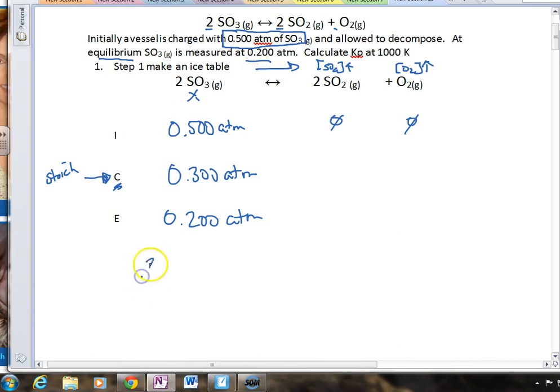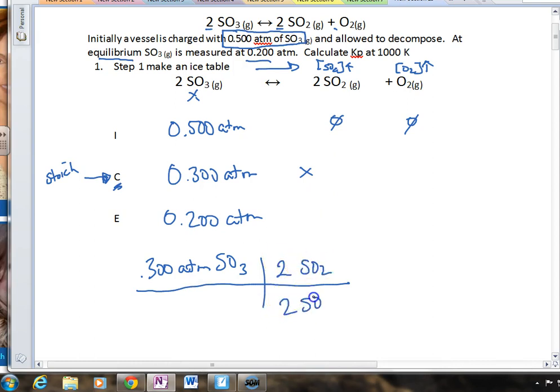So let's go 0.300 atm, and that is for our SO3, and we're going to calculate what this value is here. We're going to use the coefficients of the balanced equation. We have 2 SO2 and we have 2 SO3, and obviously with a 2-to-2 ratio, this value is going to be the same, 0.300. Now, an important thing to note is because this reaction is traveling to the right, this value is being subtracted here, but this value is going to be added here. We're increasing by 0.3.